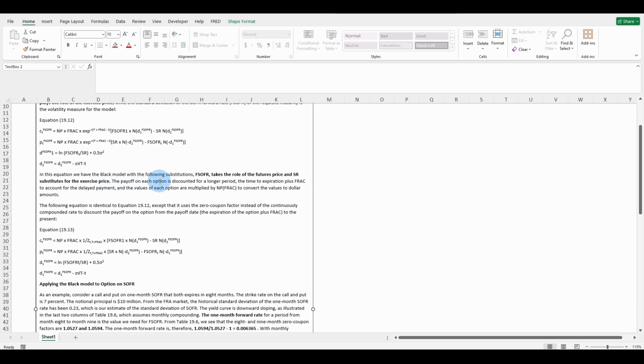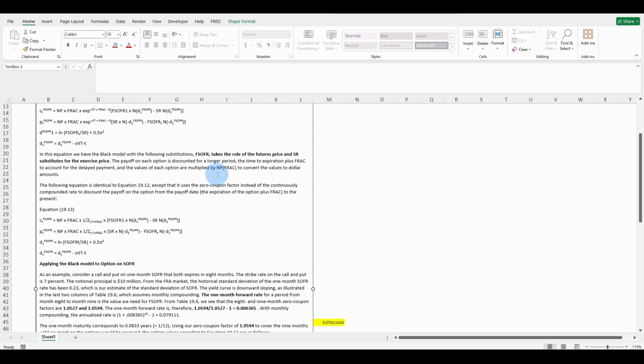Forward SOFR takes the role of the futures price, and the strike substitutes for the exercise price. The payoff on each option is discounted for a longer period. The time to expiration plus FRAC will account for the delayed payment. Remember, there's that 3-month delay, and the values of each option are multiplied by NP times FRAC to convert the values to dollar amounts. That's notional principal times FRAC.